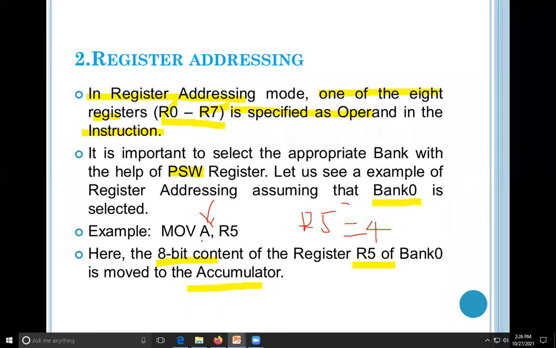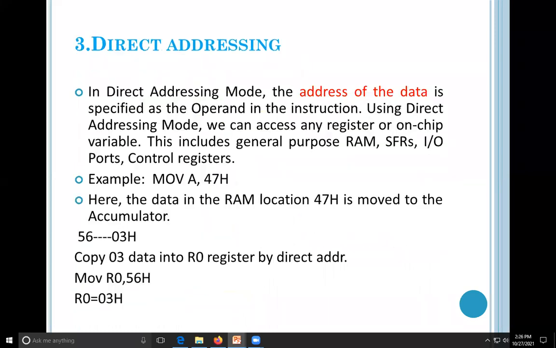In that addressing mode, we have to use the registers. We have to use the register for this addressing mode. So next is the direct addressing mode.